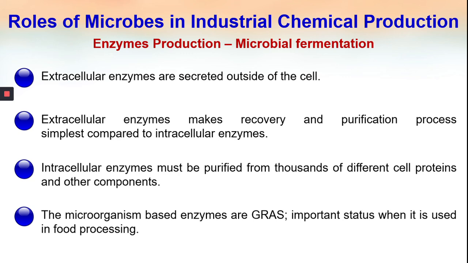Extracellular enzymes are secreted outside the cell. The enzyme makes recovery and purification processes simpler compared to intracellular enzymes. Intracellular enzymes must be purified from thousands of different cell proteins and other compounds, and microorganism-based enzymes are GRAS, or generally recognized as safe, an important status when it is used in food processing. So GRAS means that the microorganism used during the production is recognized as safe and wouldn't cause any harmful effect to the consumer, especially humans.